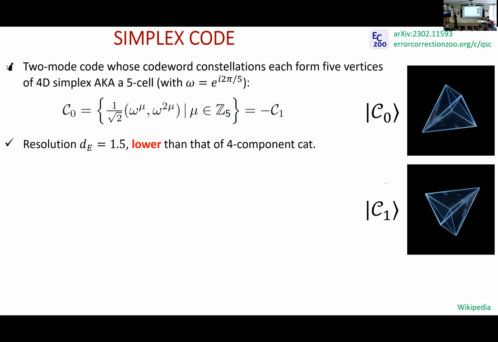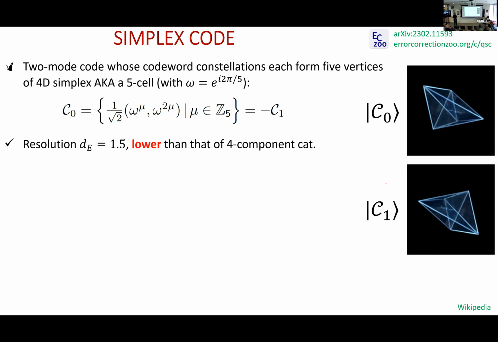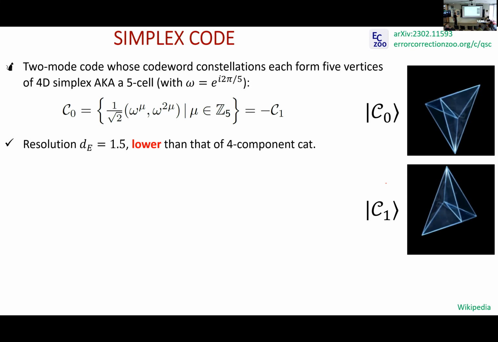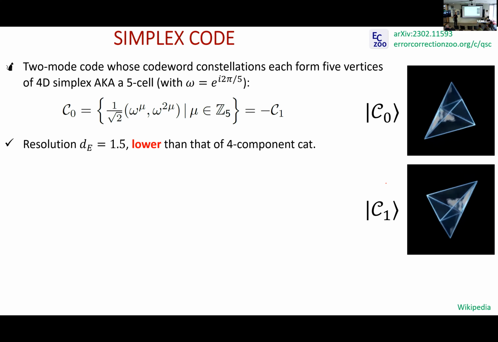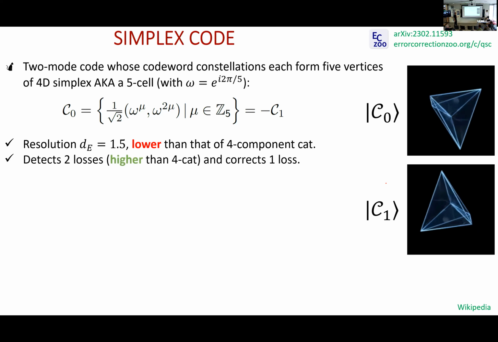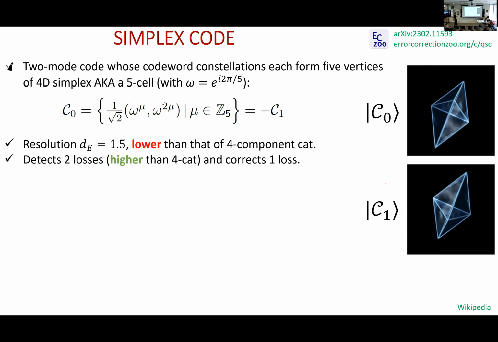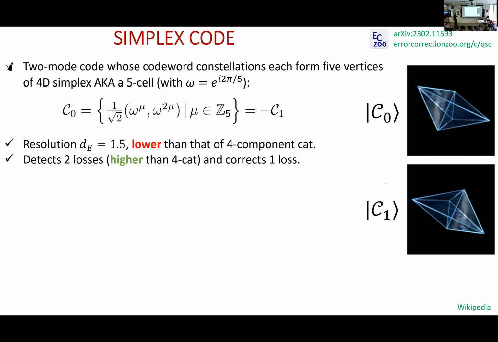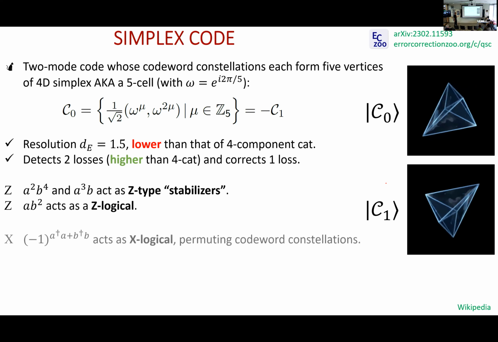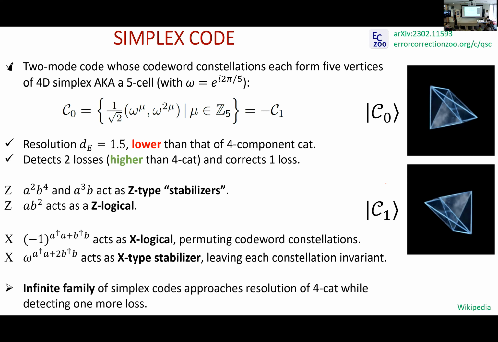So what do these protect against? Well, these aren't too good. The resolution is lower than that of a cat code with 4 components. So a stop sign. However, it detects more loss operators than the 4-component cat code, but it only corrects 1 loss. And there's some logicals and stabilizers.